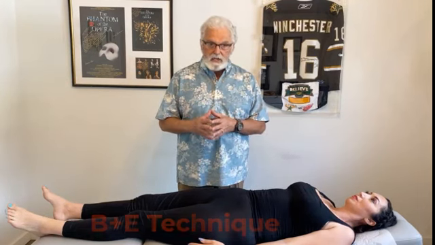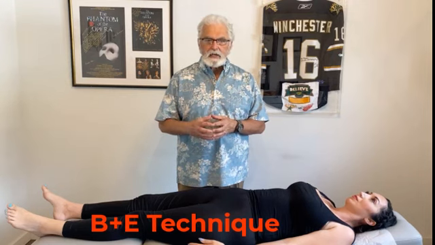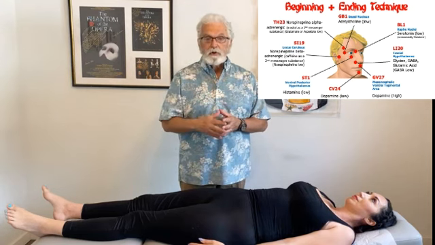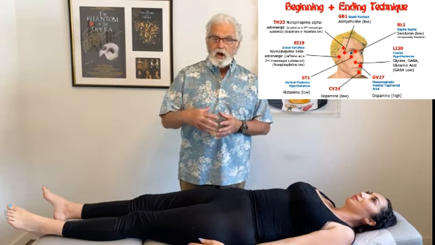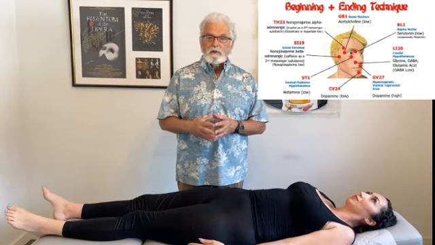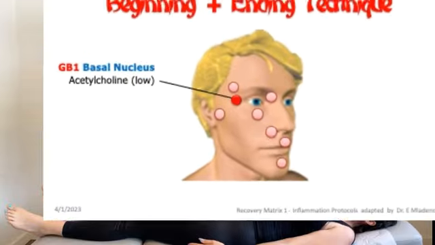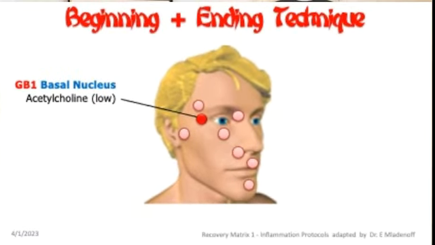So the first thing we're going to do is a procedure from the AK world called the B and E technique, or the beginning and ending technique. And the simplest way to access this is the acupuncture points on the face that are the beginning of a meridian or the end of a meridian are related to neurotransmitter function. Acupuncture point gallbladder 1 is related to acetylcholine and usually low acetylcholine.